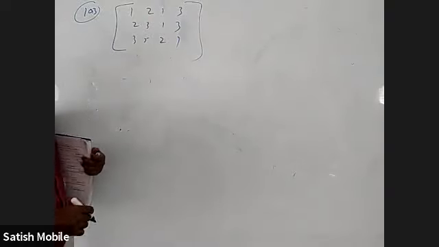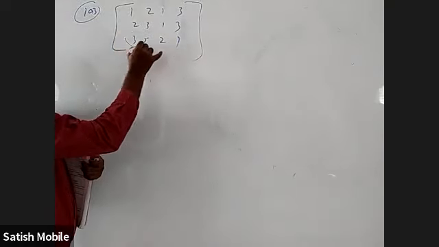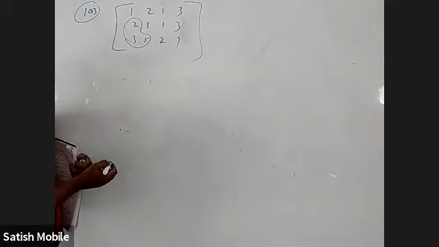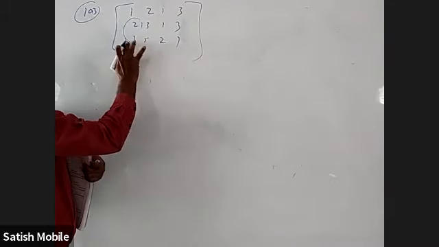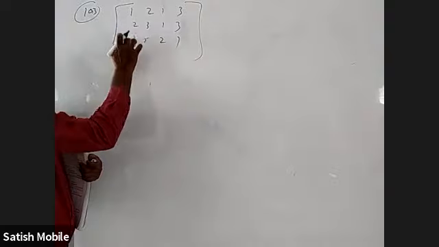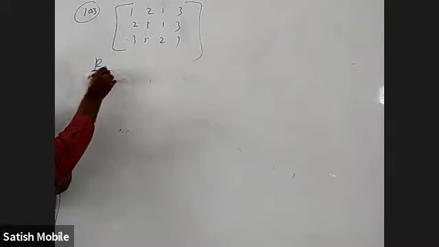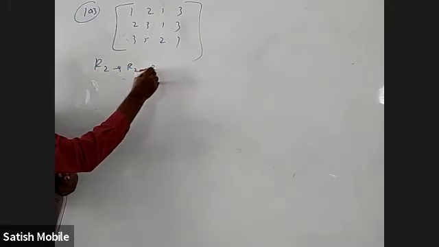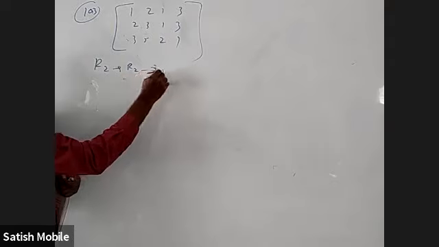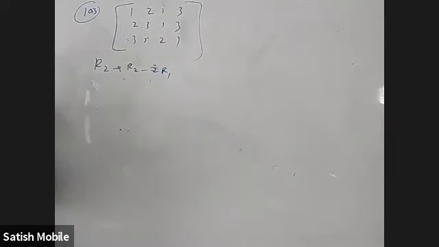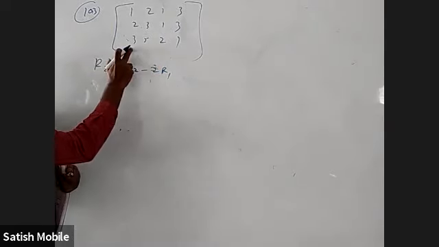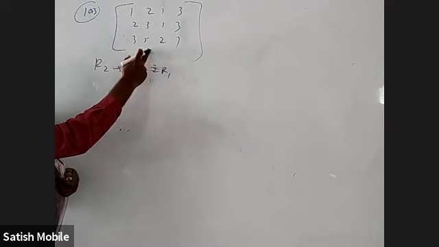Anybody want to tell me what operation I should do so that I can convert these three into zeros? Obviously I have to write R2 as R2 minus 2R1. What about this one? You can convert this into 0 usually, and then later on we'll convert this to 0 normally.